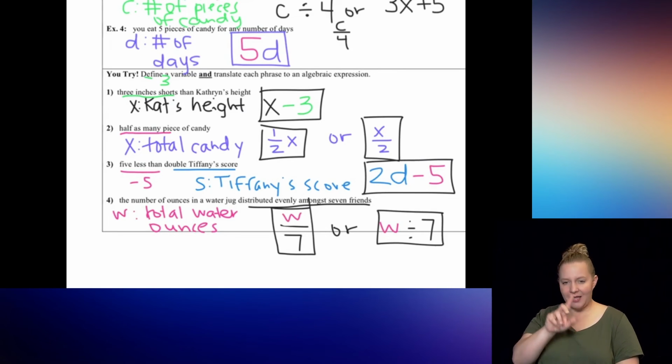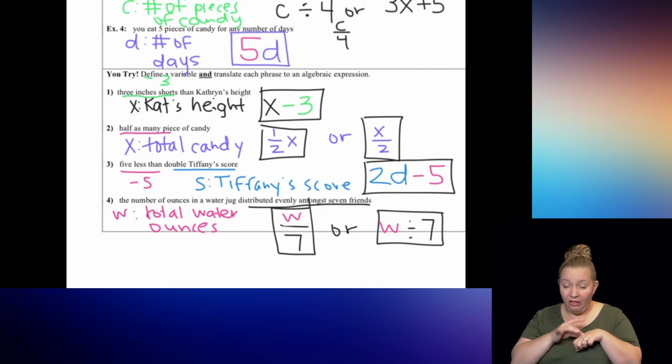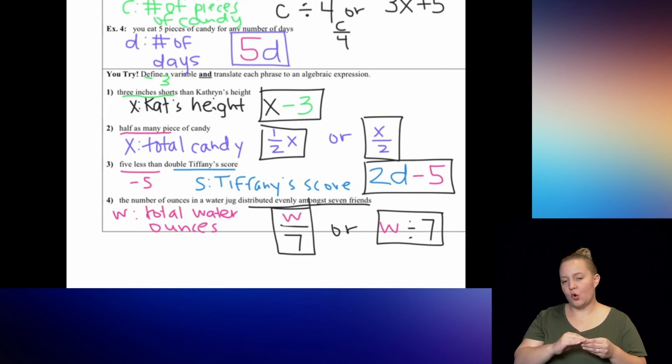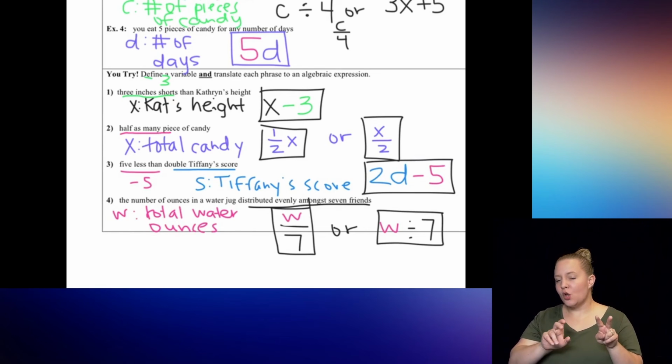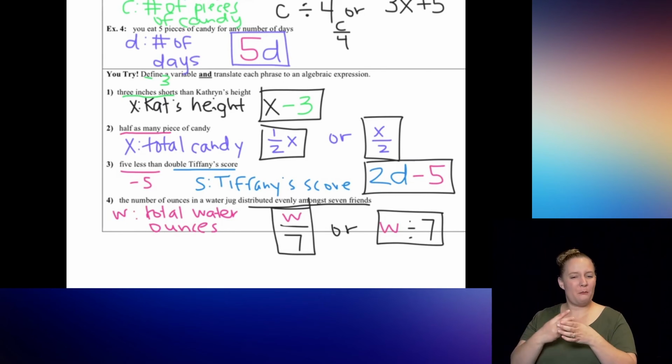And then for number 2, half as many pieces of candy. X is the total candy. And so you can write it one of 2 ways. You can write half X, because I know half times X is me taking half of X. Or you could take X and you can divide it by 2. So either way there. You could also write this one over here as X divided by 2 if you would like.